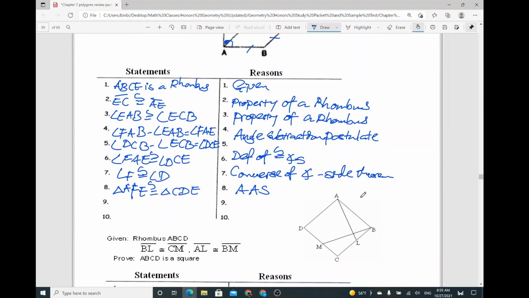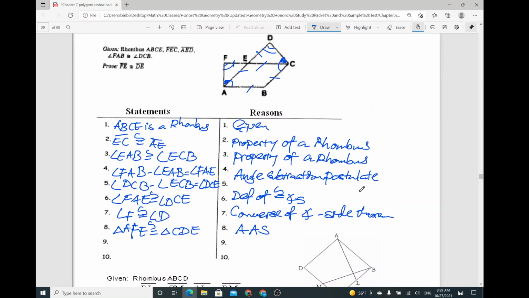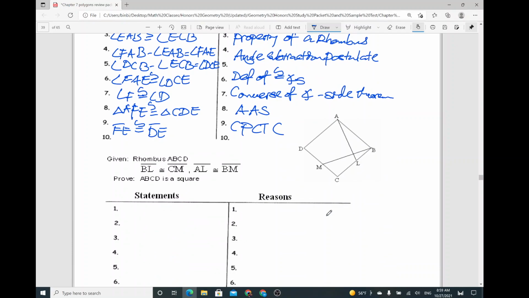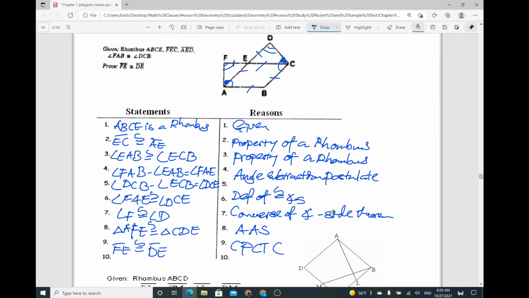Now, what about the next step here? Once we prove those two triangles are congruent, we can state that segment FE is congruent to segment DE by using CPCTC, just like that. So it's very important to prove the congruent triangles first. Once we prove those congruent triangles, we can state that the corresponding parts, the segments or the angles, have to be congruent. So make sure we prove the congruent triangles first.